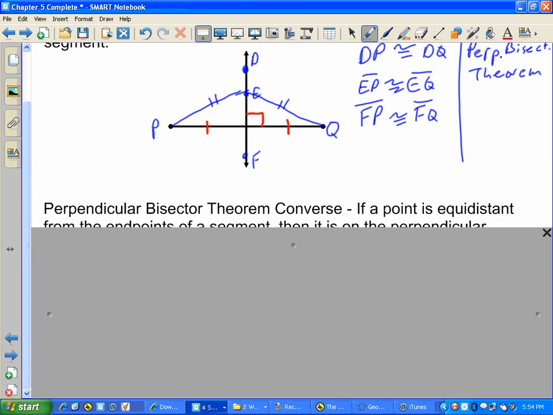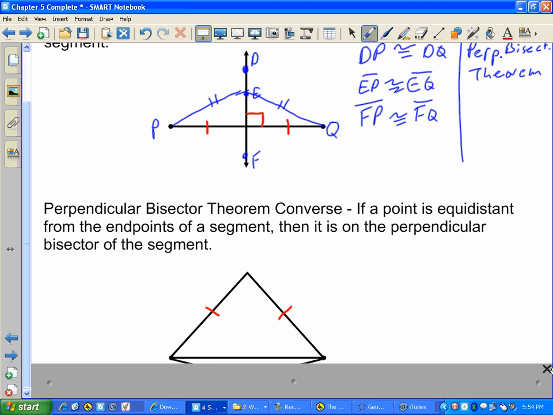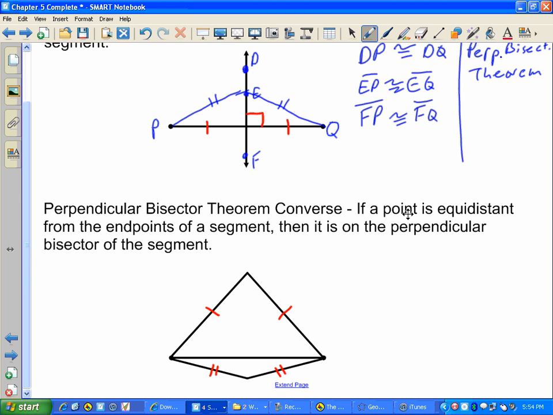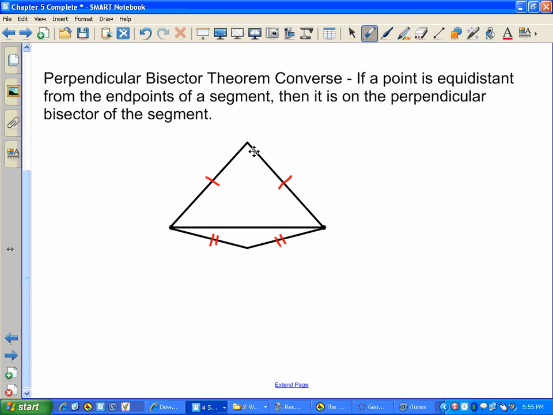Now, the converse of this is also going to be true. If a point is equidistant from the endpoints of a segment, then it's on the perpendicular bisector of the segment. So here I've got this point here. It's the same distance from my endpoints, so let's name our endpoints CD. Okay. Point M here is the same distance from C as it is from D. So M is going to be on the perpendicular bisector.